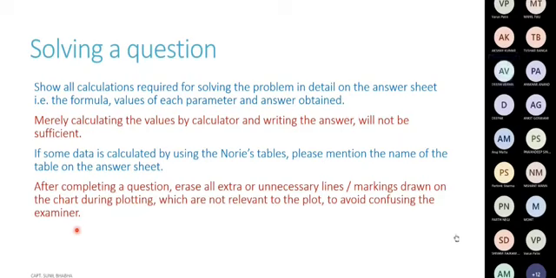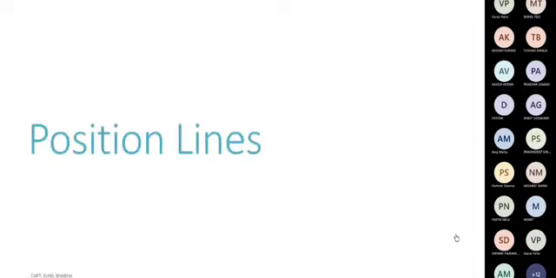So only keep the required, relevant items which are part of the plot. Now let's move on to the concept of position line. We will understand what a position line is, and how the information regarding a position line is provided to us in chart work questions.